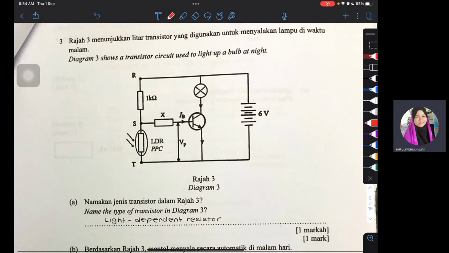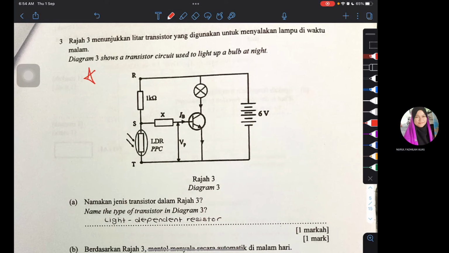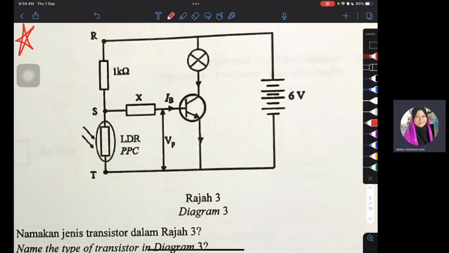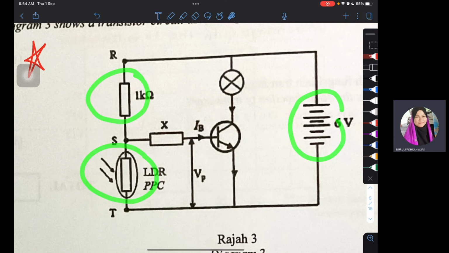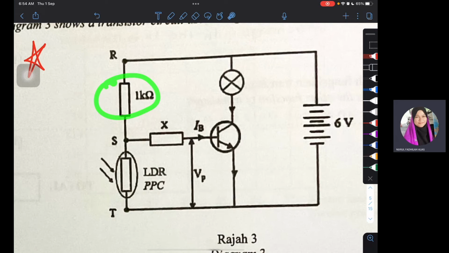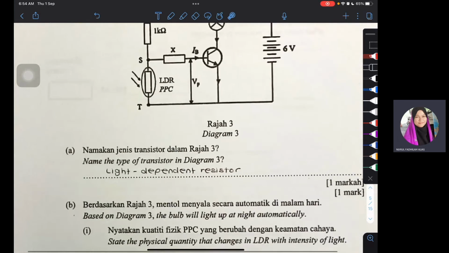Next, number 3. Okay, this one is very easy topic. So this one about potential divider. Diagram 3 shows a transistor circuit used to light up a bulb at night, malam. Okay, so tengok ni, you are familiar with this. Kita ada potential divider, ni dia ada power supply. Kita ada 2 resistors. Ini resistor tetap, fixed resistor. Yang ini resistor yang depends ataupun peka kepada cahaya. Depends on light.